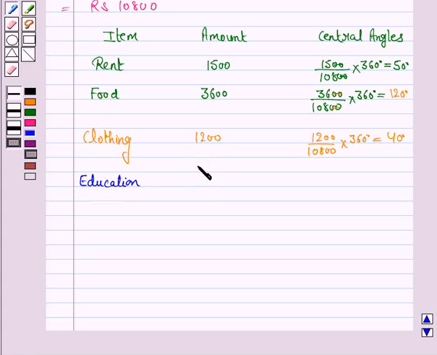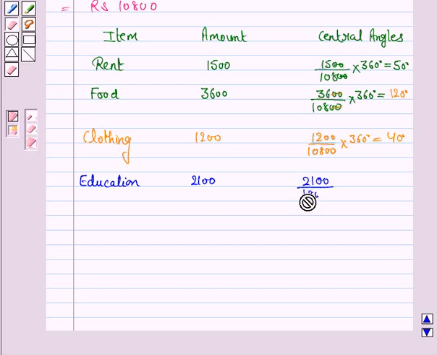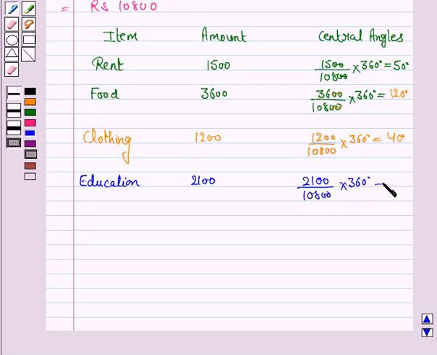Now the next item is education. And the expenditure on the education is 2100. And its central angle is 2100 divided by 10,800 multiplied by 360 degrees, and that gives us the central angle as 70 degrees.